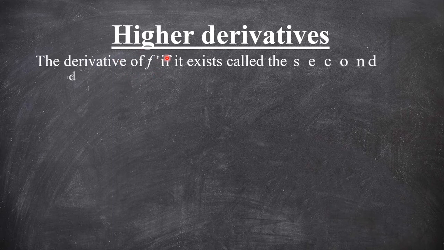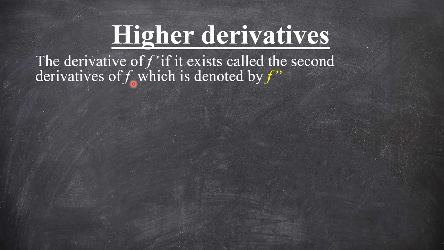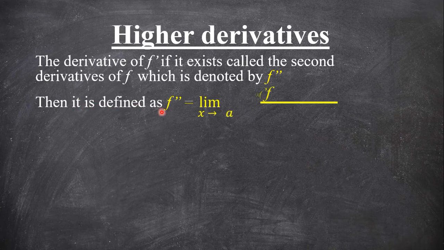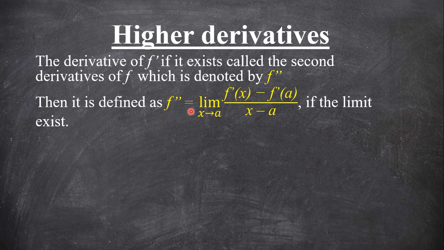The derivative of f prime, if it exists, is called the second derivative of f, which is denoted by f double prime. Okay, look. Then it is also defined as f double prime of a, which is equal to the limit of f prime of x minus f prime of a over x minus a as x approaches a, if the limit exists. So if this limit exists, f double prime is the second derivative. We calculate the first derivative at x minus the first derivative at a over x minus a as x approaches a.